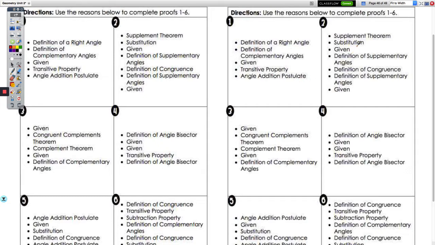Like number 2, we have 2 givens. One will have a 1 and one will have a 2. So make sure you put them in that order.